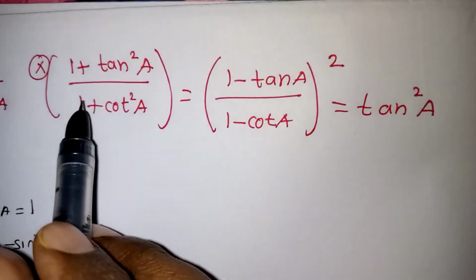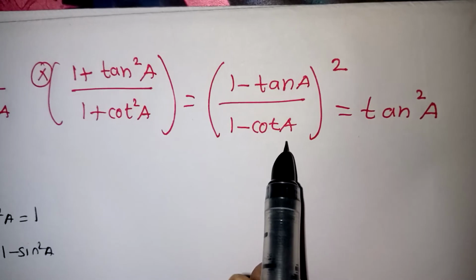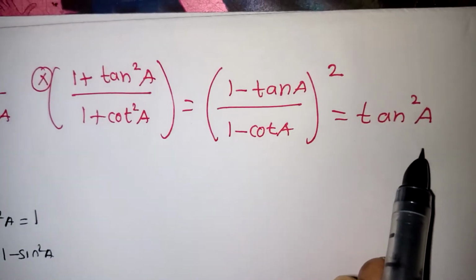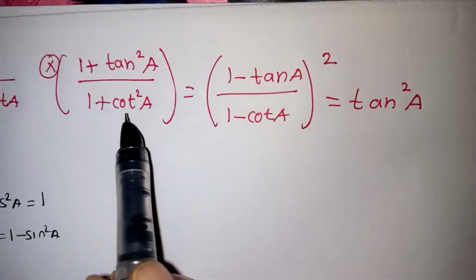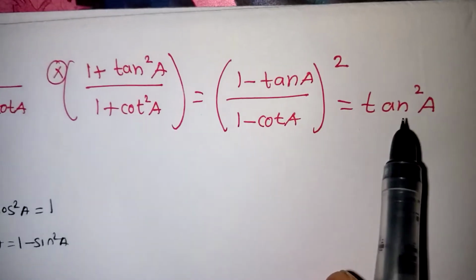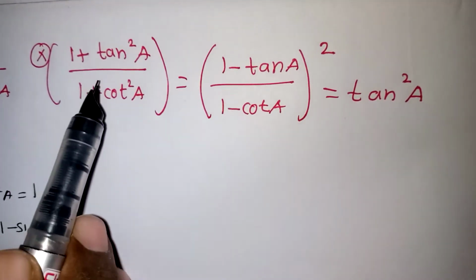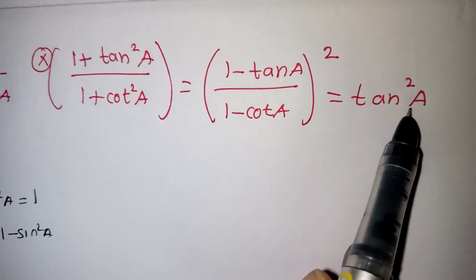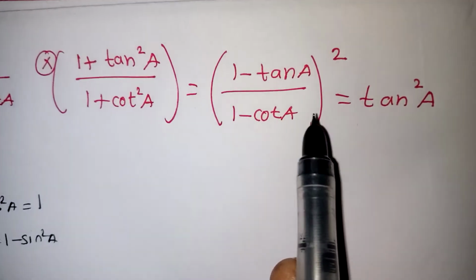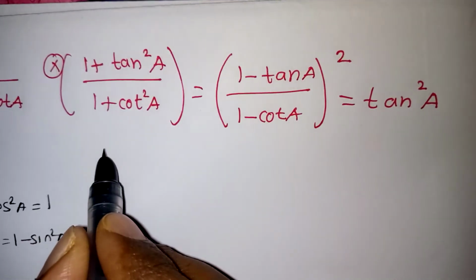Listen, (1 + tan² A)/(1 + cot² A) = ((1 − tan A)/(1 − cot A))² = tan² A is our question. We need to prove all these three terms are equal. Either you can prove 1 to 2, 2 to 3 and 3 to 1. The easy way is to prove the first term and the last term are equal, and the second term and the last term are equal. Then automatically these two also will be equal, no? So I am going to prove the first one. This one I am taking.